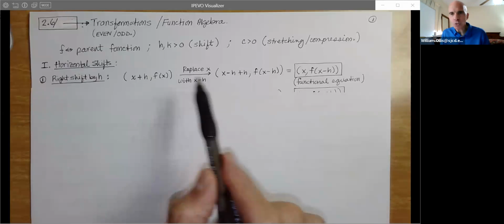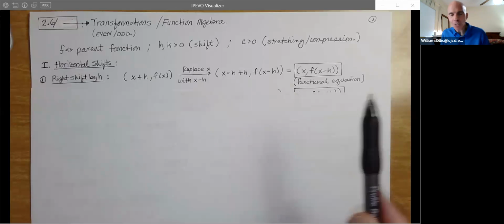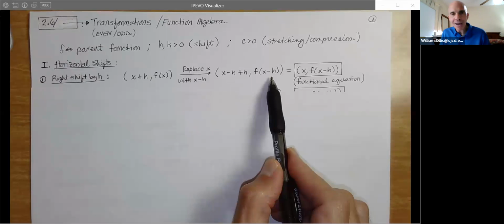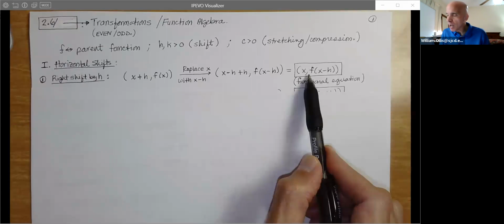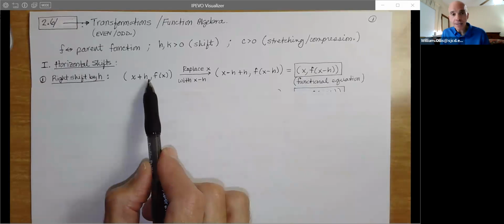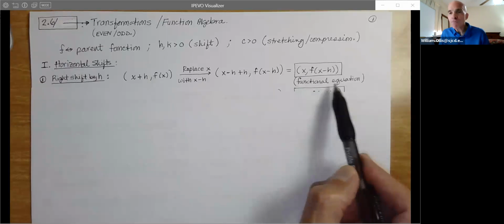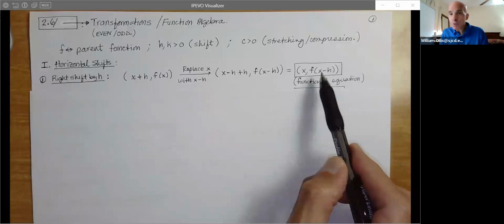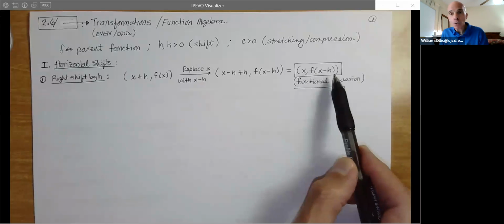Again, this is not unique. It's one way of getting to the finish line, so to speak. And then this x is just replaced with x minus h. Okay, so now we get an x comma f of x minus h, which is equivalent to this. But this now is a functional equation. This gives us the transformation relative to the function.